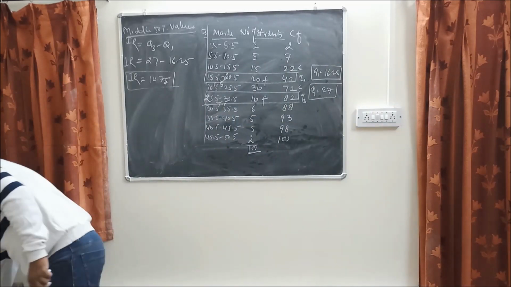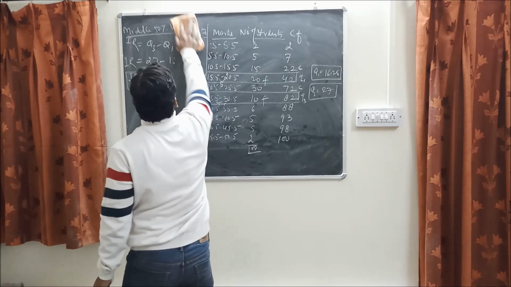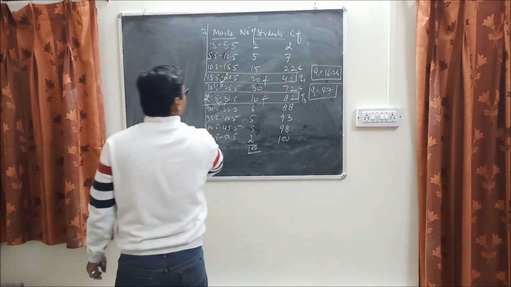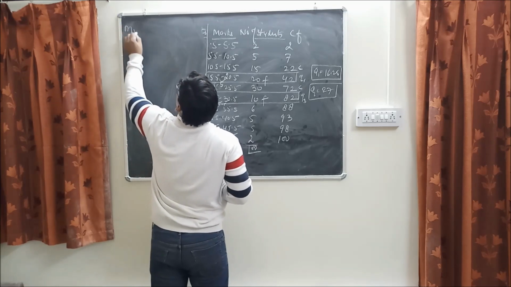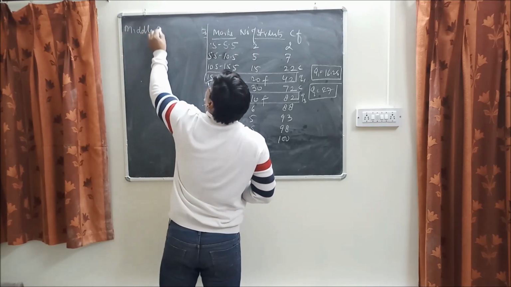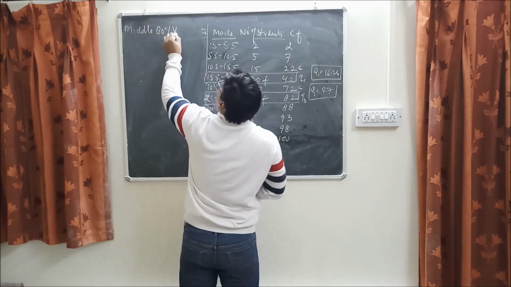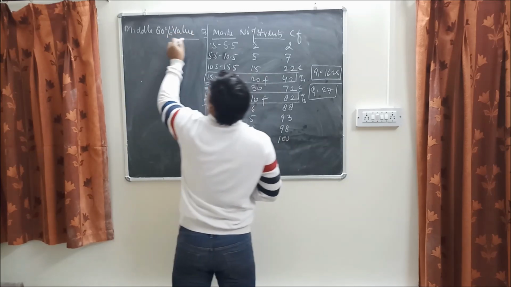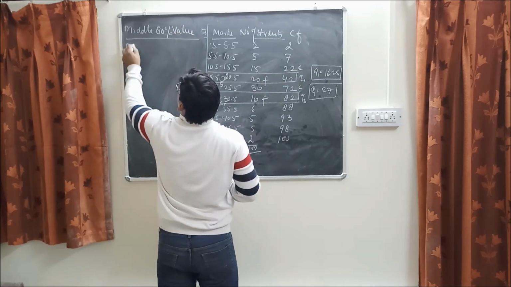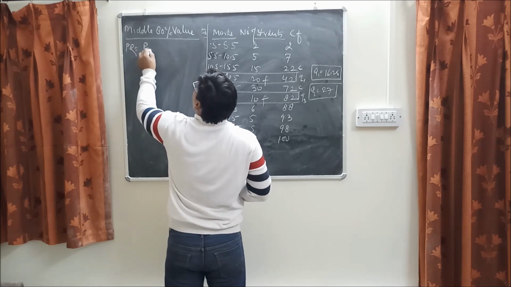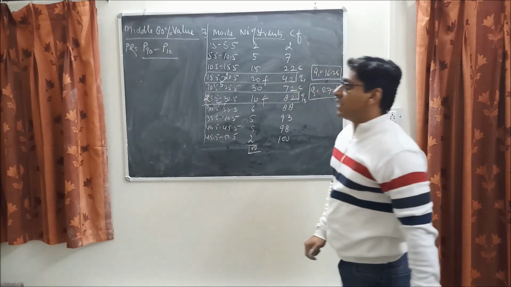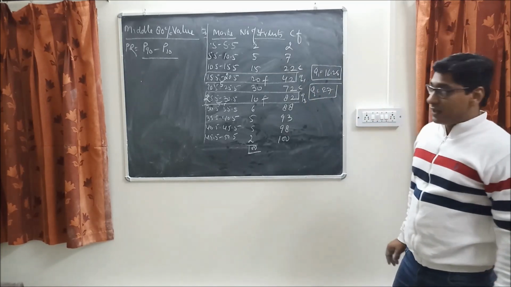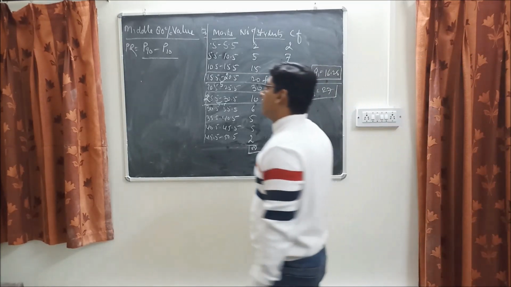Now same, we calculate the middle 80% value. For the calculation of the middle 80% value, we use percentile: P90 minus P10. Same, again with the help of partition values, we calculate P90 and P10.